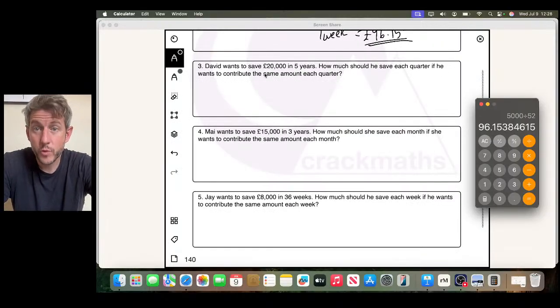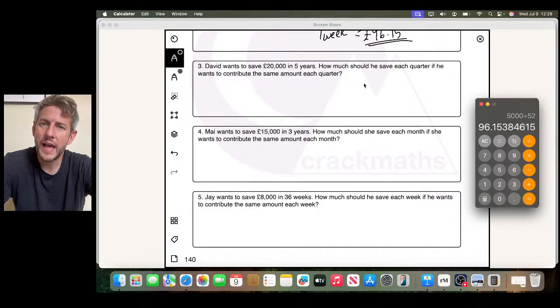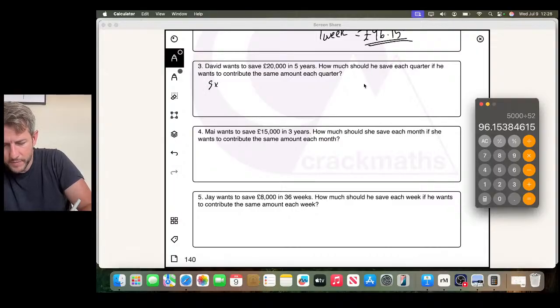David wants to save £20,000 in 5 years. How much should he save each quarter if he wants to contribute the same amount each quarter? Right, each quarter means 4 times a year. So 5 years, 4 times a year: 5 times 4 means 20 times. So 20 quarters in 5 years.